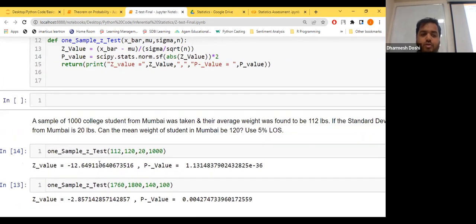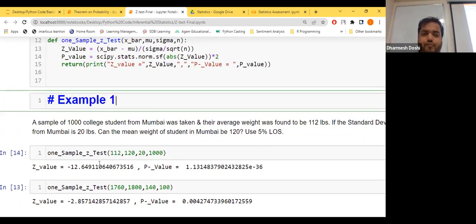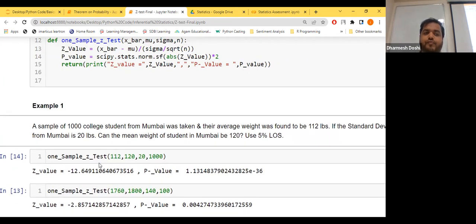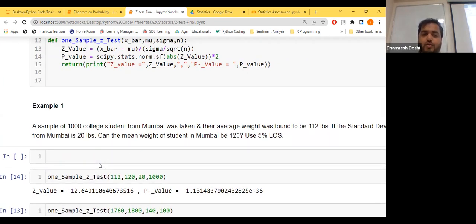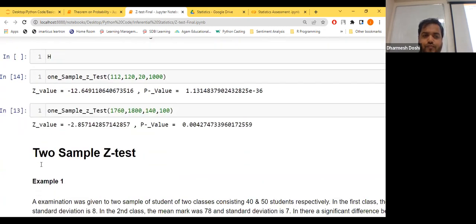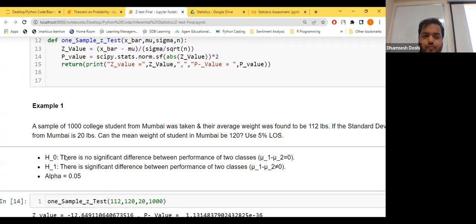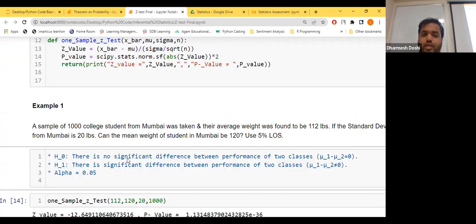Till you're clear, I call it example number 1. What is the hypothesis we have taken? Can you frame it and give me? What do you say? There is no significant difference between sample mean and the weight of Mumbai student. Clear?